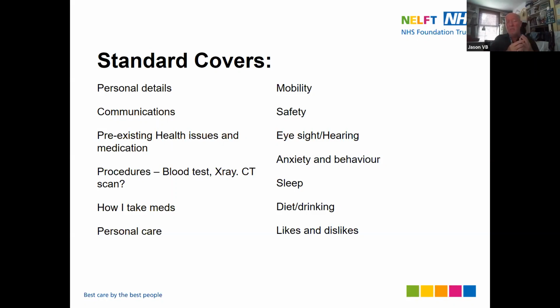Anxiety and behavior, so some stuff about how someone might be in terms of if they're feeling anxious, and probably more importantly, what things might calm them down. Sleep patterns, diet and drinking, all those bits from about personal care through mobility, right down to diet and drinking, are the amber section. So these are things that you really should know about this person to provide better care for them.